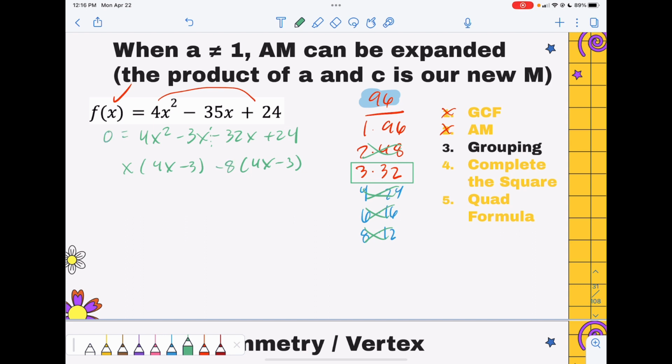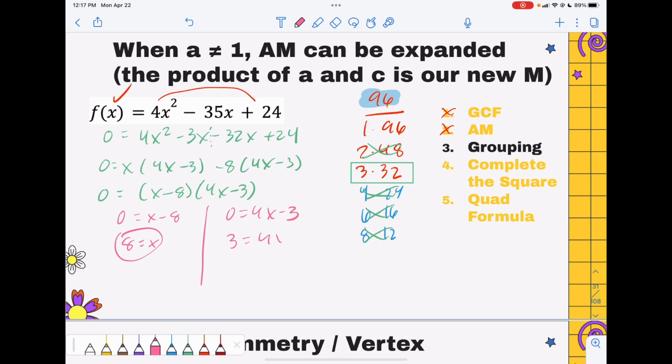Now I know this is equal to 0 because I'm trying to find my x-intercepts. I collect my pieces. So 0 is equal to x minus 8 and 4x minus 3. I can use my zero product property. 0 equals x minus 8, so 8 is equal to x. Or 0 is equal to 4x minus 3, 3 is equal to 4x, and 3/4 is equal to x. So those are my two roots.